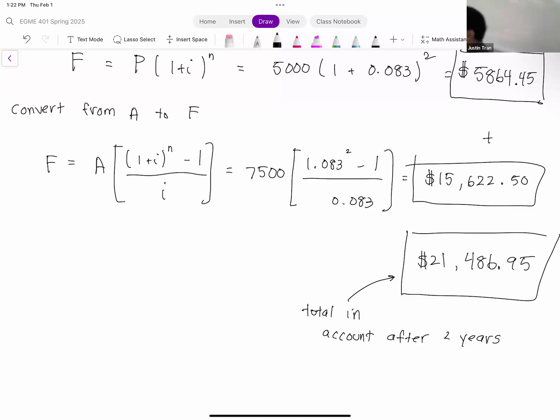All right, any questions on that example there? All right, and so that's kind of the basics of these cash flow conversions. Okay, so we have our 3 formulas now. You can invert these formulas, and so sometimes it happens where you're given a present sum and you want to compute the uniform series.